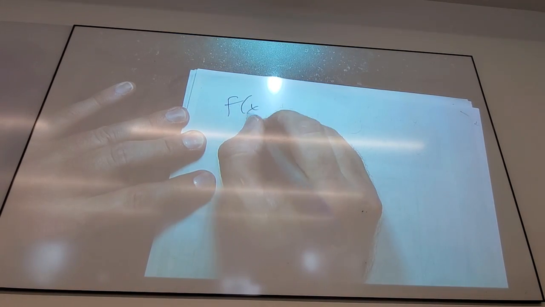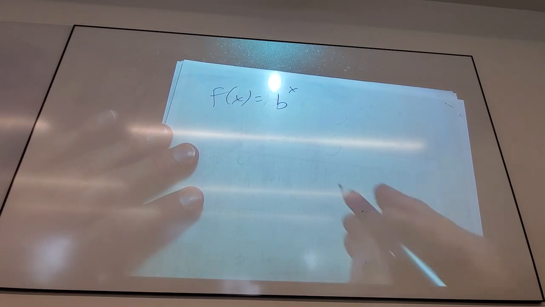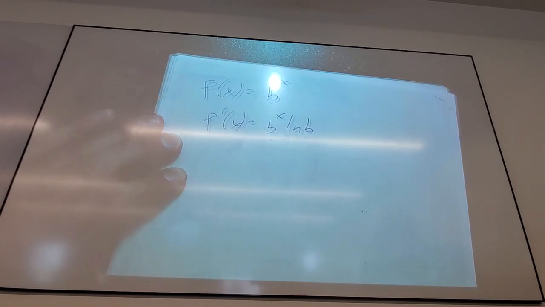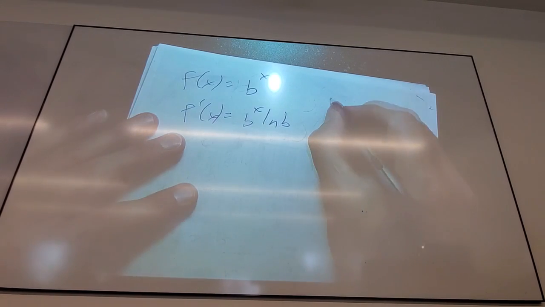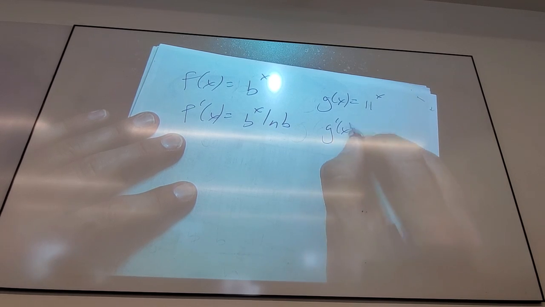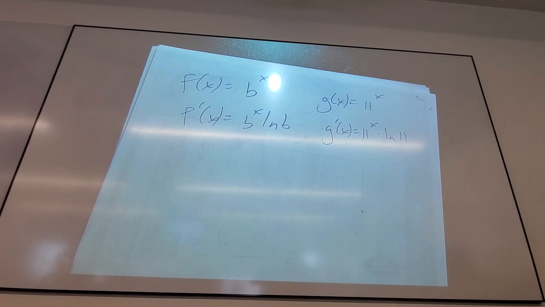So let's really see what this is telling me. In general, if I give you a number to a variable power, b to the x, and I say, what's its derivative? The derivative of it is b to the x ln b. So for example, if I give you 11 to the x, what's the derivative? 11 to the x natural log 11. Exactly. Okay, I like it.